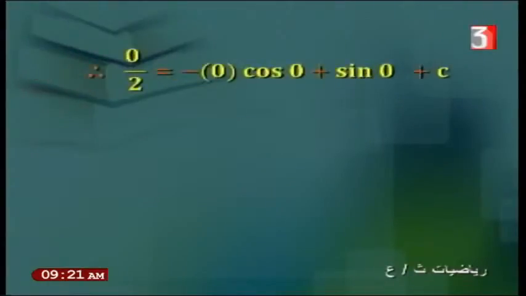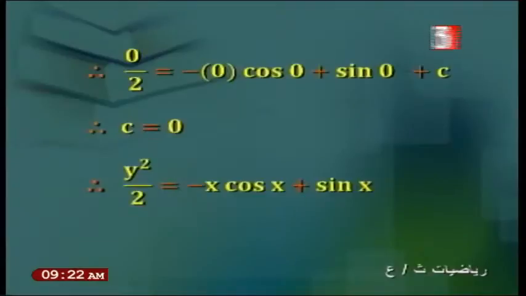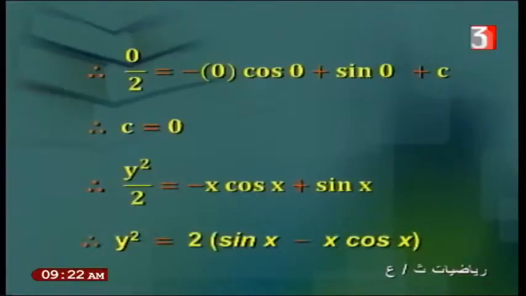The left hand side, y power 2 over 2, equals 0 over 2, equal to the right hand side, negative 0 cosine 0 plus sine 0 plus c. Then the value of c equals 0, and y power 2 over 2 equals negative x cosine x plus sine x plus 0. We multiply both sides by 2, then y power 2 equals 2 times between two brackets sine x minus x cosine x, which is the required proof.